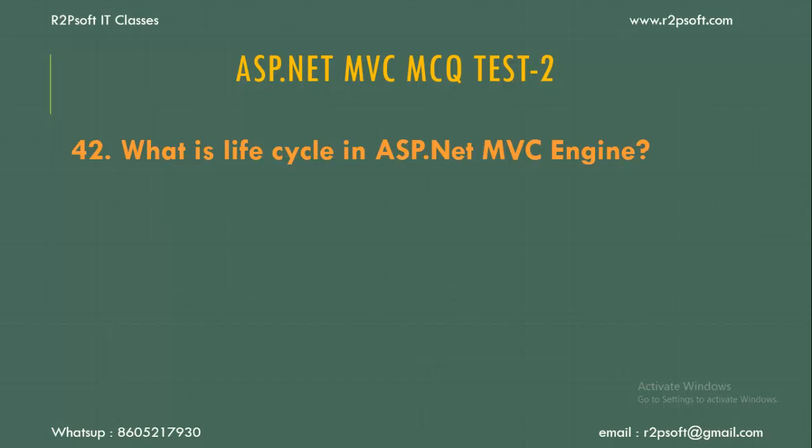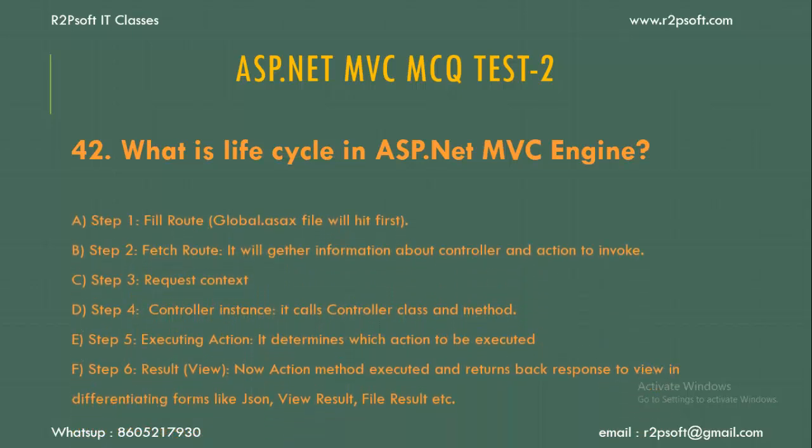42. What is the life cycle in ASP.NET MVC engine? This is the answer, and this includes the steps of life cycle in ASP.NET MVC engine. Step 1. Fill route. Global.asax file will hit first. Step 2. Fetch route. It will gather information about controller and action to invoke. Step 3. Request context. Step 4. Controller instance. It calls controller class and methods. Step 5. Executing action. It determines which action to be executed.